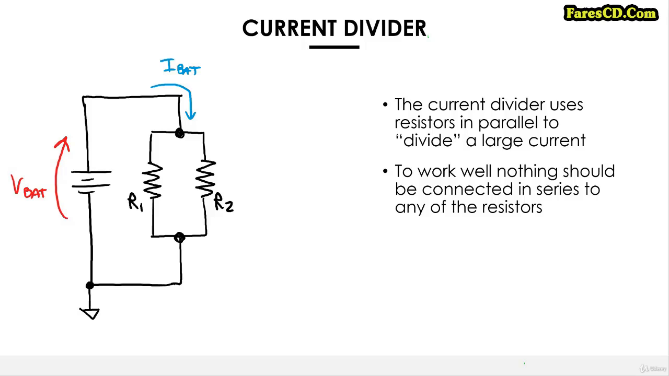The current divider is the equivalent of the voltage divider but for currents. With the voltage divider, we had a large voltage and we divided it using resistors. Here we have a large current and we divide it in different branches using resistors as well. The simplest form of the current divider is shown on the left.